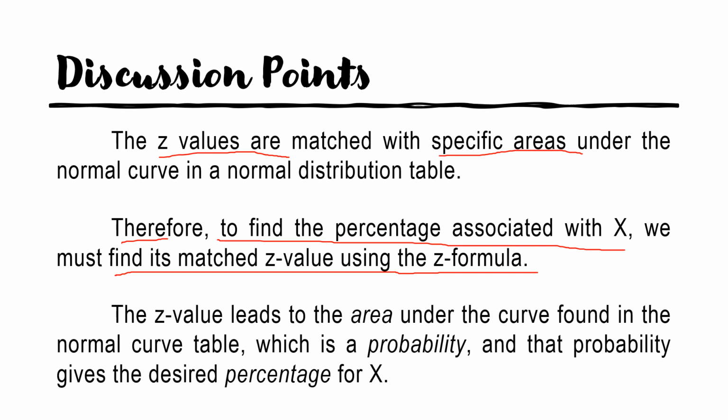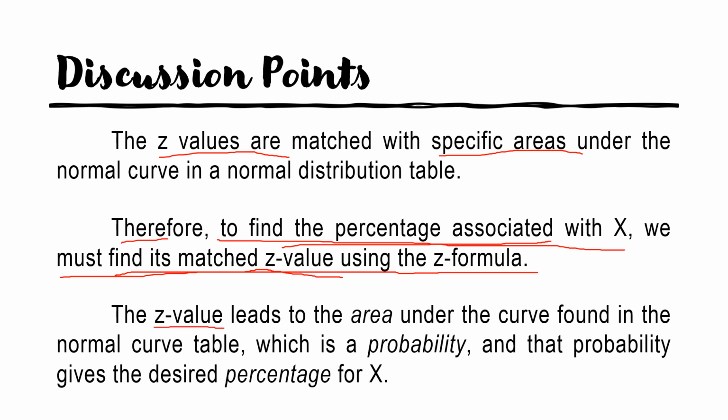That's why, to find the percentage associated with the X, we must find its matched Z value using the Z formula. If the given are your population mean, your sample mean, your population standard deviation, your sample standard deviation, then that's the time that we use these two formulas for us to compute the value of your Z score or scores. Then using your table, we can find the value of the area that will be mapped to each Z score, or the resulting value that we get from the Z formula that we use.